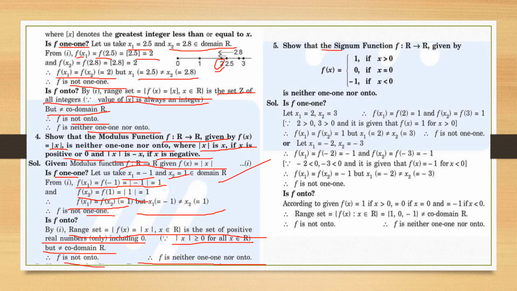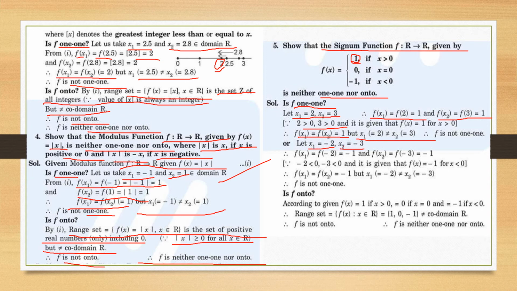Number 5 is the signum function. Signum function you know very well, f mapping from R to R, and these three values are there: 1 for x positive, 0 for x equal to 0, -1 if x is negative, is neither 1-1 nor onto. So let us see the one-oneness. I take two different elements x1 as 2, x2 as 3. So f of x1 equal to f of 2 is equal to 1, because for all positive numbers the value is just 1. For f of x2 it is also 1. So again, f of x1 equal to f of x2 equal to 1, but x1 and x2 are not equal. Similarly for negative also you can go for it.